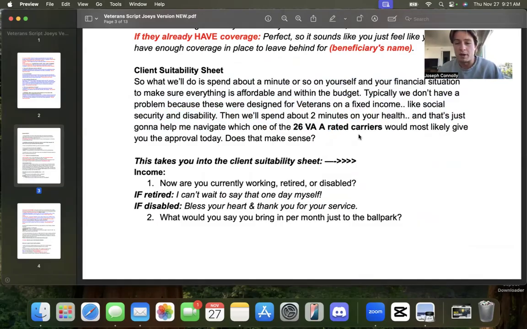So what we'll do is we'll spend about a minute or so on yourself and the financial situation, just to make sure everything is comfortable and within the budget. Typically, we don't have any problems because these are all designed for veterans on a fixed income, whether it's Social Security or disability. And then we'll spend a minute on your health. That's just going to help me navigate which one of the 26 VA approved carriers would most likely give you the approval today. Does that make sense? And it says VA right here, but I don't say VA.